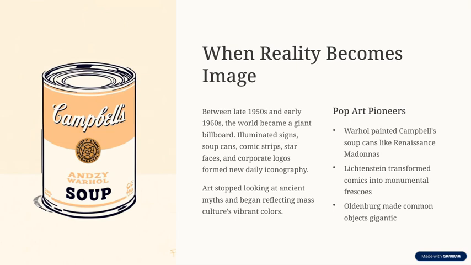Then Roy Lichtenstein, who took comic strips and transformed them into large-scale, monumental frescoes. His work made the everyday comic strip feel grand and significant. And we have Claes Oldenburg, who took common objects and made them gigantic, turning the mundane into something extraordinary. All of these artists were blurring the boundaries between high art and popular culture, which ties back to our overall theme of how reality and images started to merge during this period.